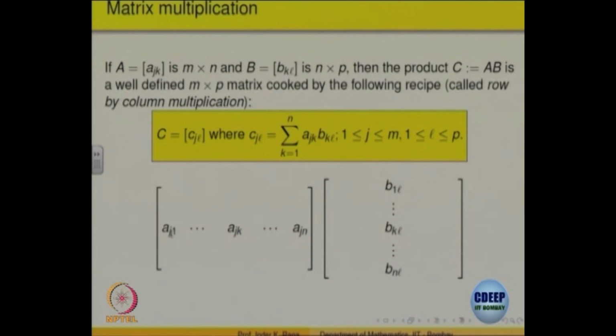So, for the matrix A, take the jth row, take the corresponding column, the lth column. You are looking at the jl entry. Jth row, lth column, multiply. This is multiplied by b_1l, plus so on, add up, you get c_jl, the jth row, lth column entry of the product.